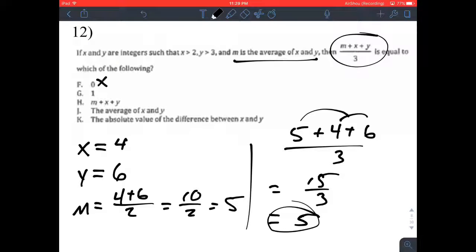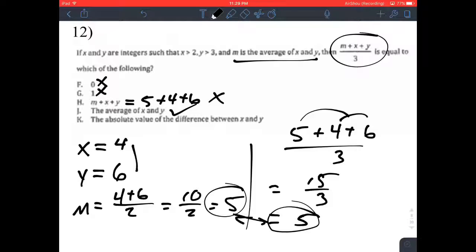0's not 5, 1's not 5. H is 5 plus 4 plus 6. That's not 5. J is the average of x and y. Well, we found the average of x and y. It was 5. This is also 5, so that works. K, the absolute value of the difference of x and y. Well, if you subtract x and y, you get negative 2. The absolute value is 2. So J is the correct answer.